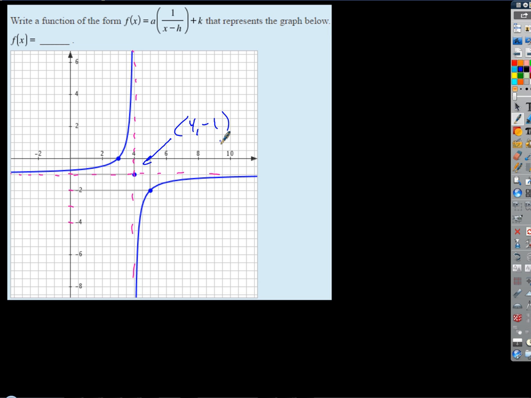Now all we have to do is figure out what a is. Normally we go over 1 and up 1. What are we doing here? We go over 1 and what? Down 1. So what's that, Everett? What's that going to make a?